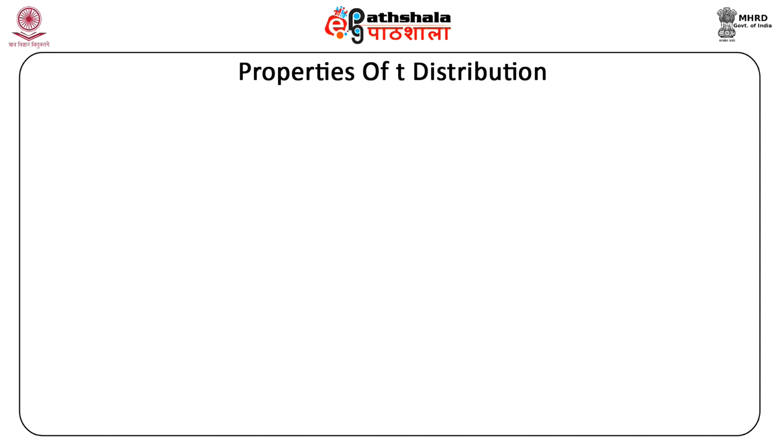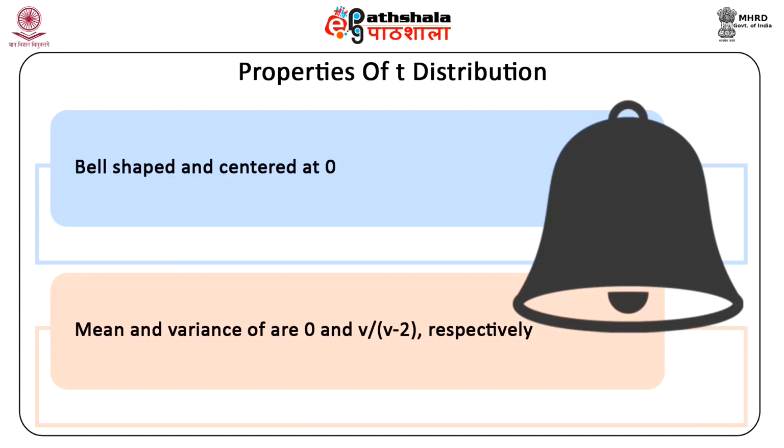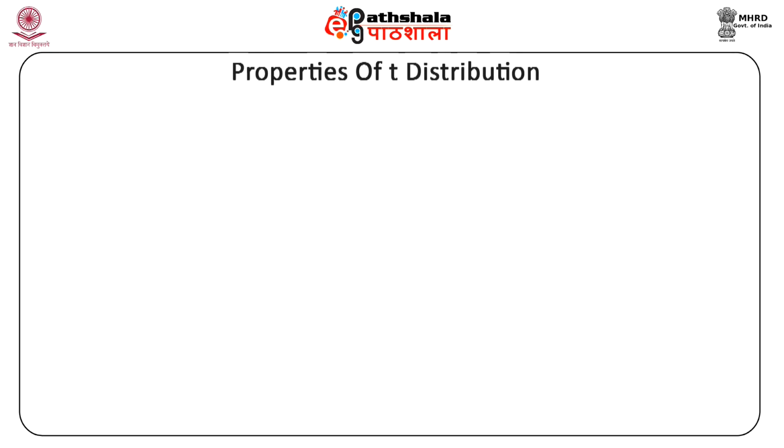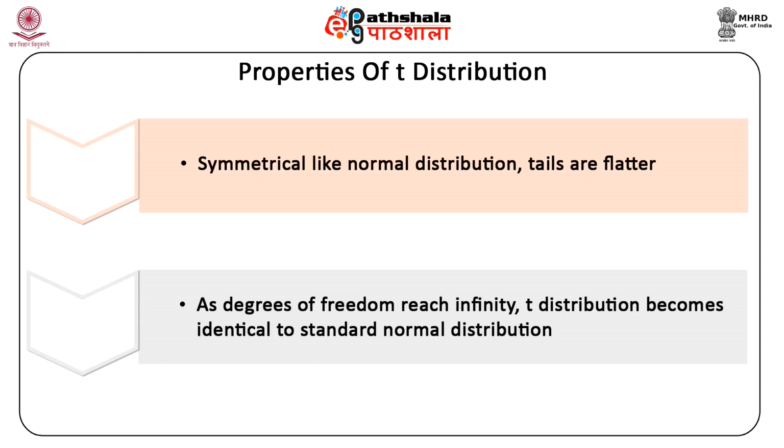It has the following properties. First, the t curve is bell-shaped and centered at 0. Second, the mean and the variance of t distribution are 0 and nu upon nu minus 2 respectively. Third, the distribution is symmetrical like normal distribution, but its tails are flatter as compared to normal distribution, implying higher probability for extreme t values than the standard normal distribution. And last, as degrees of freedom reach infinity, the t distribution becomes identical to standard normal distribution.